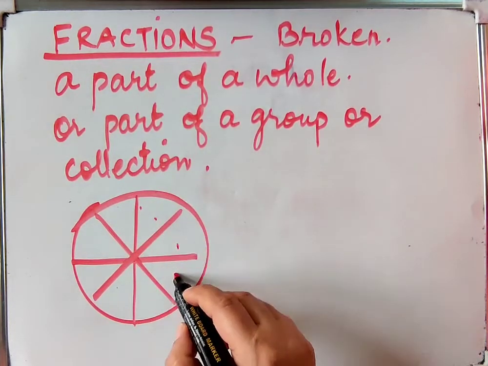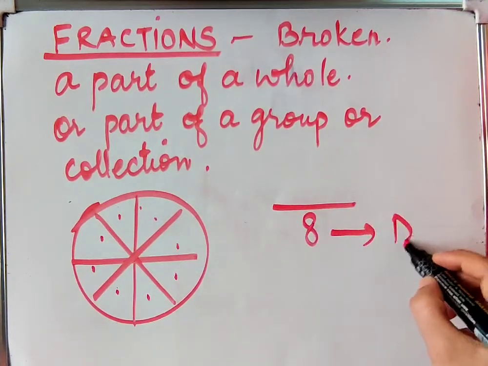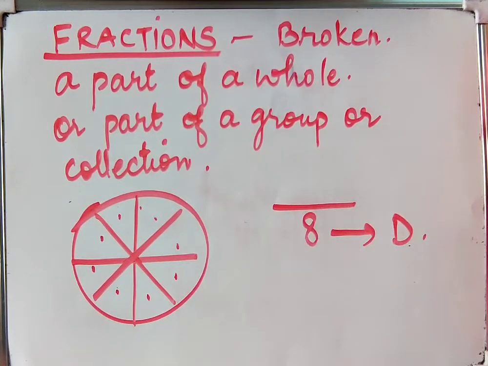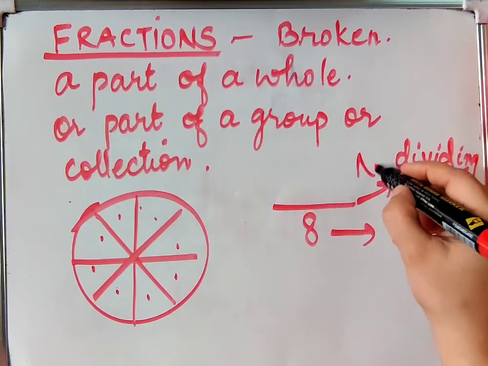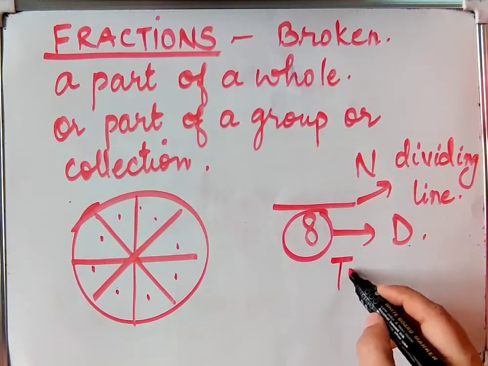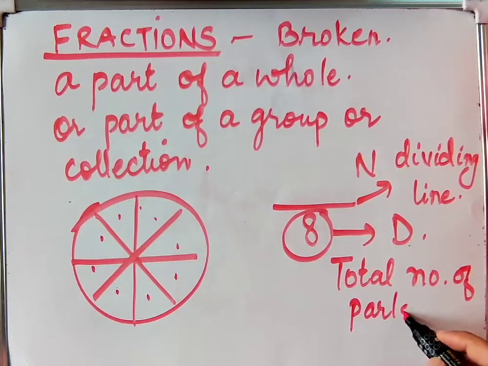So here there are 8 equal parts. These 8 equal parts represent the denominator and it comes under the separating line. This is called the dividing line. A fraction is represented by a numerator and a denominator. The denominator represents the total number of parts a whole thing has been divided into, or the total number of parts in a collection or a group.